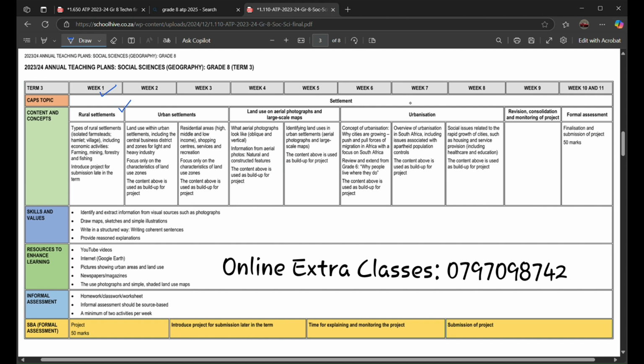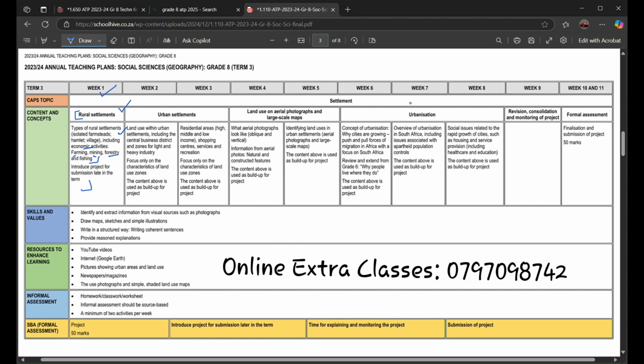And under rural settlements, we are told that we need to understand the types of rural settlements, which may include isolated farmsteads and hamlets together with village. And we are also told to understand various economic activities, which may include farming, mining, forestry, and fishing. And we are also told that there will be an introduction of the project for submission later in the term, meaning that the project that they are talking about will be based on this topic, which is rural settlement.